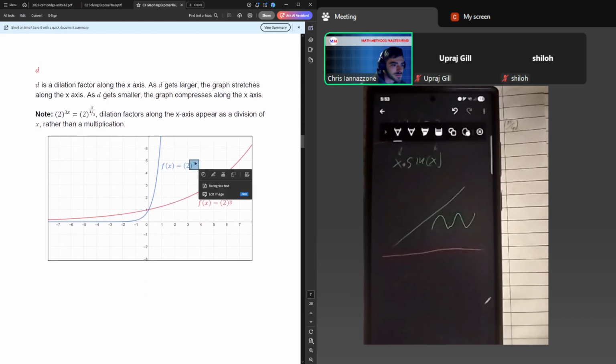Same thing here. Dilate on the x variable. You're multiplying this, so it's going to shoot up faster. You're dividing this, so it's going to taper off, or at least shoot up slower, perhaps.